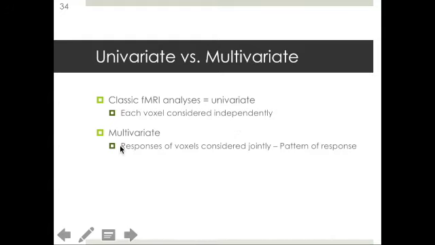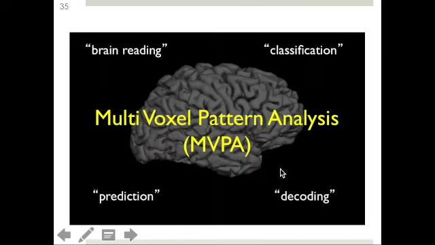Now, in contrast, you could do a multivariate study where you're considering responses of voxels jointly, one group of voxels at a time. So you're looking at the joint pattern of response between different groups of voxels. This is known as multivoxel pattern analysis. In popular press, you might have heard of it as brain reading or mind reading. It's also been talked about as pattern classification or prediction and decoding.